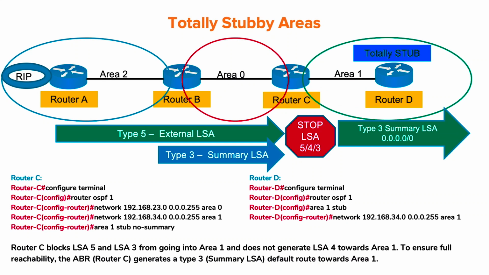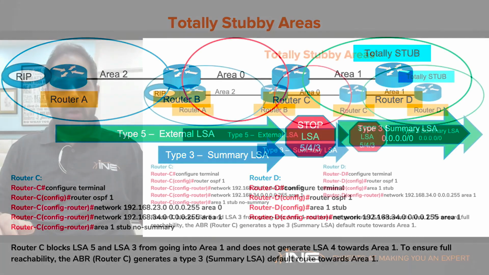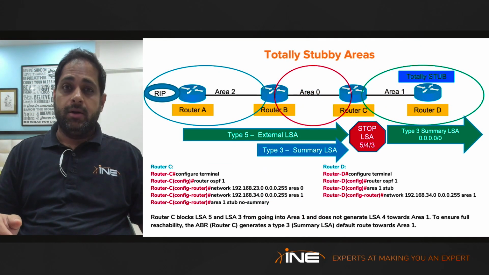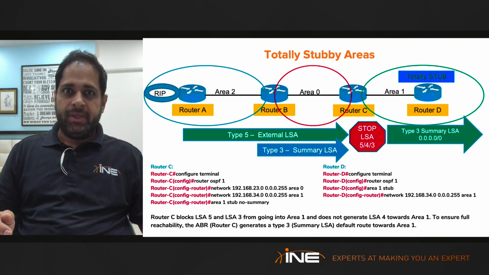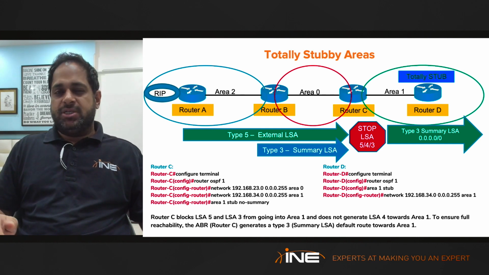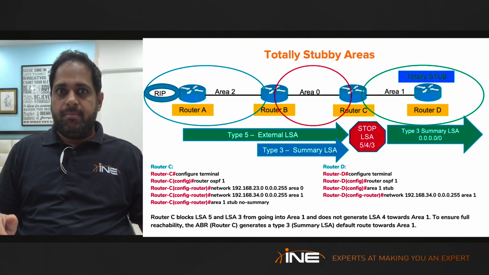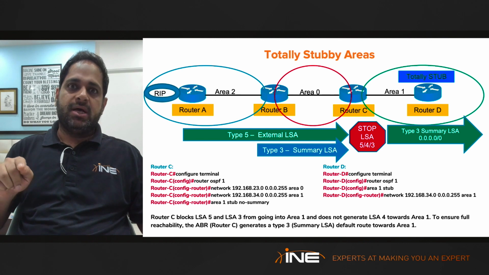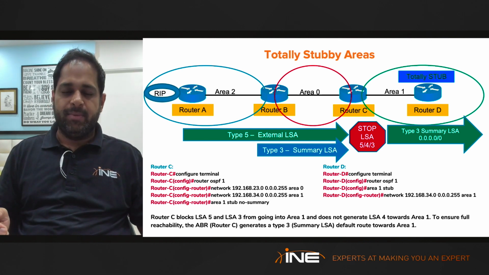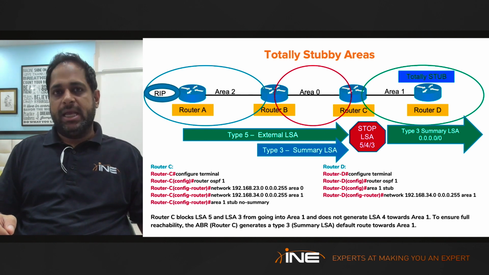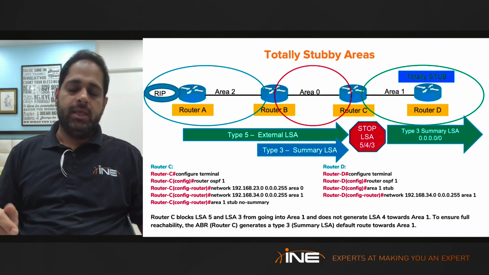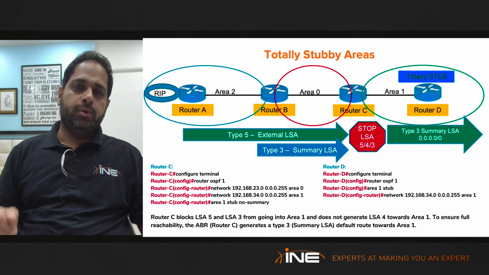Now to configure totally stub, the command would be area 1 stub no-summary. Now this command should only be done on the ABR, because only the ABR generates LSA 3. On the other routers, you would just give the command area 1 stub, but on the ABR, you would say area 1 stub no-summary, which basically tells the ABR that besides blocking 5 and 4, don't send summary LSA, which means 5, 4, and 3 basically get blocked into the totally stubby area.